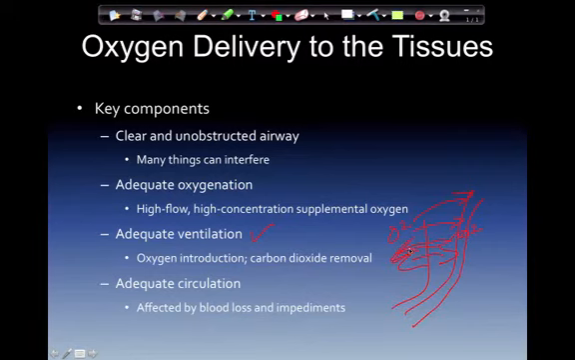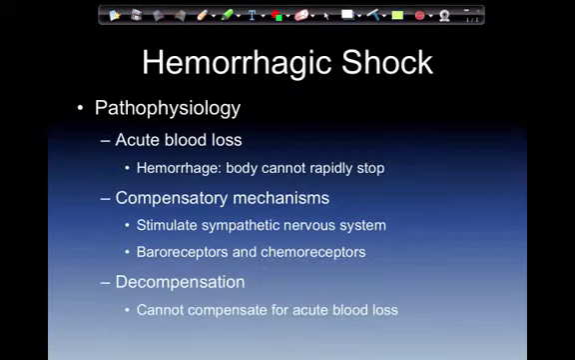High amounts of CO2, or lots of building blocks, will create a considerable amount of carbonic acid, which will adjust the patient's acid-base. Adequate circulation is affected by blood loss. If we lose all of our formed elements, we have nothing to carry the oxygen with.